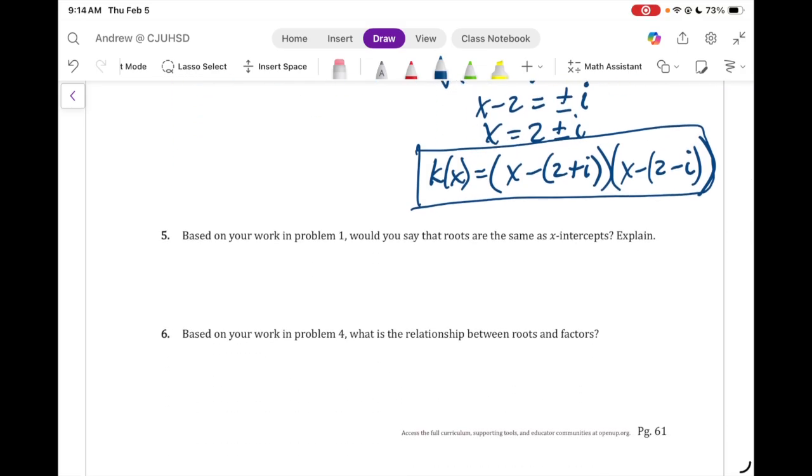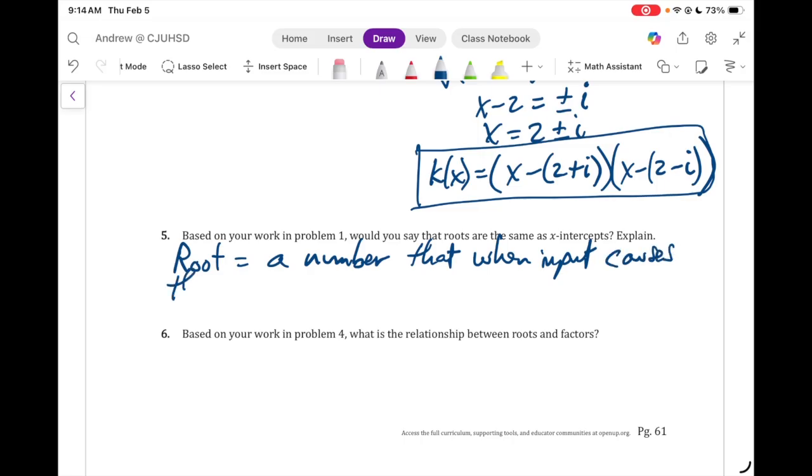Based on your working problem 1, would you say that roots are the same as x-intercepts? Close. They can be the same thing. So a root is a number that when input causes the function to equal 0. So in other words, f of x equals 0.